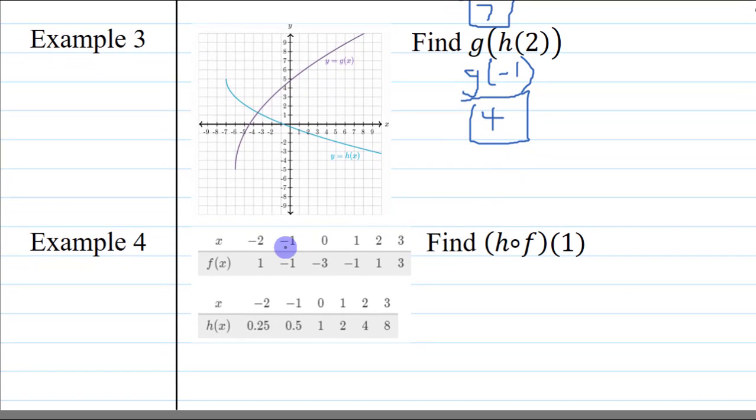And finally, example 4, a table value. Uh-oh, here comes Riley. Let's see if I can finish in time.